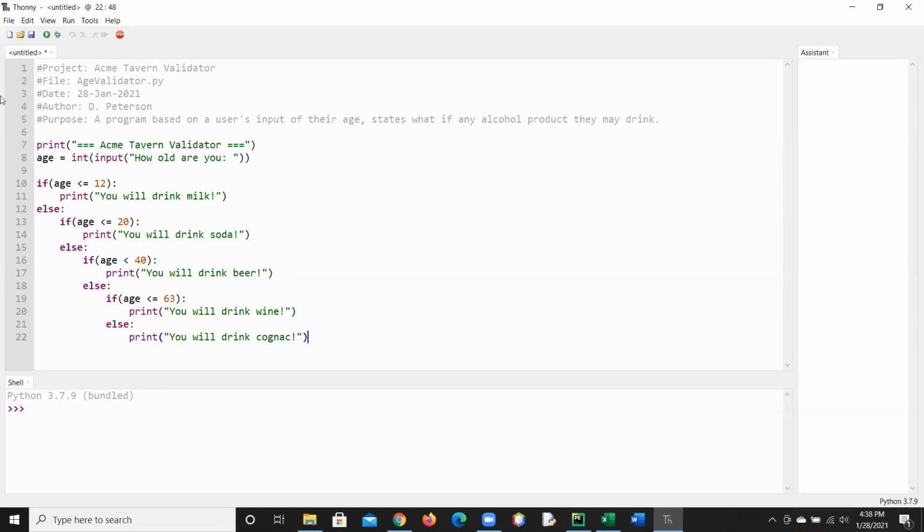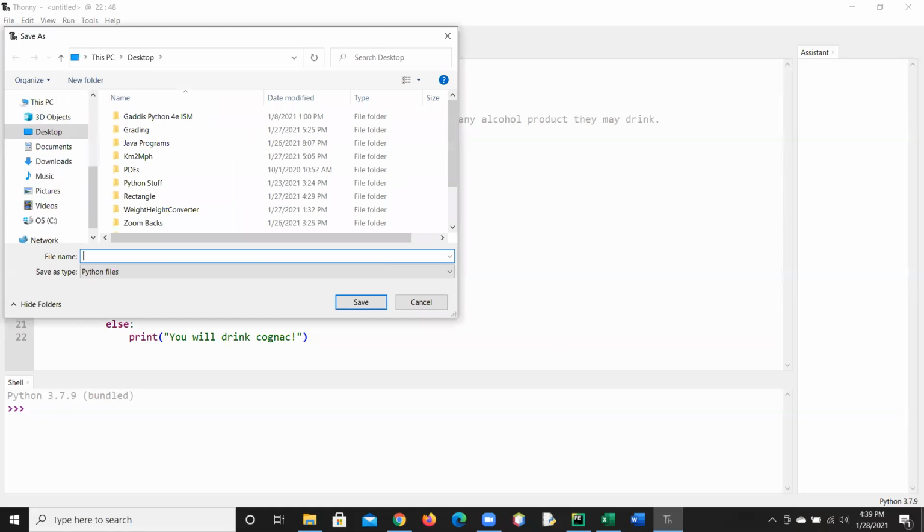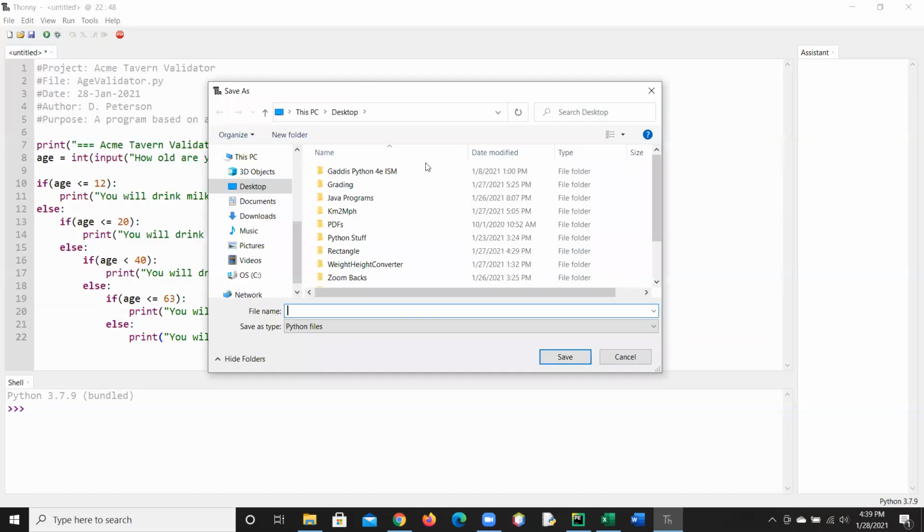Okay. So let me see here. I think I got it. Do I need anything else? I don't think so. See if anything comes up. Okay. So what did I say we were going to call this thing? The age validator.